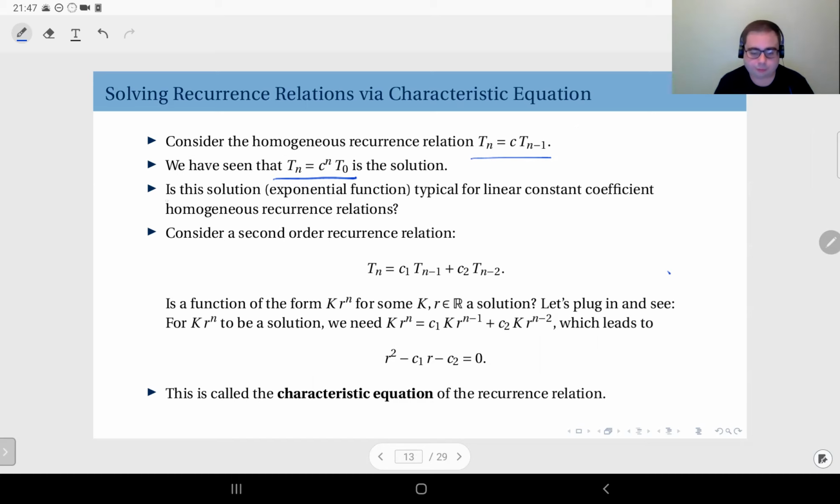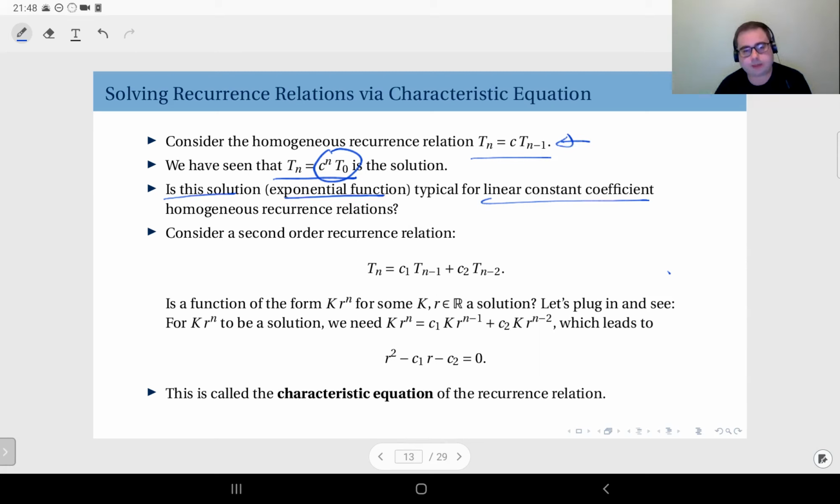Now, is this solution, this exponential function, some constant times, again, some real number to power n? Is it a typical form for linear constant coefficient homogeneous recurrence relations? This is going to be the key here using characteristic equations. Now, assuming that it is, we can actually plug this in a recurrence relation and see how it behaves, and then infer the properties of the solution. So the recurrence relation with degree 1 was simple.